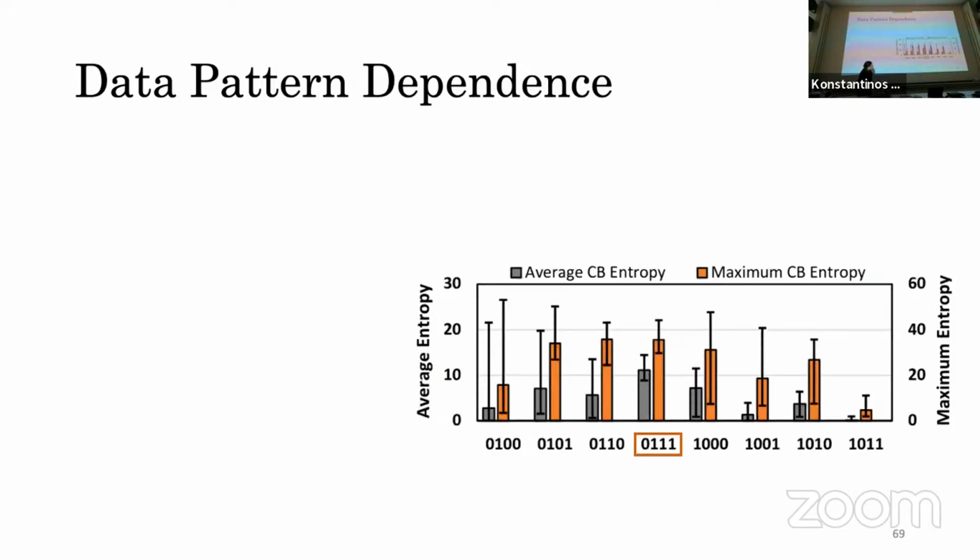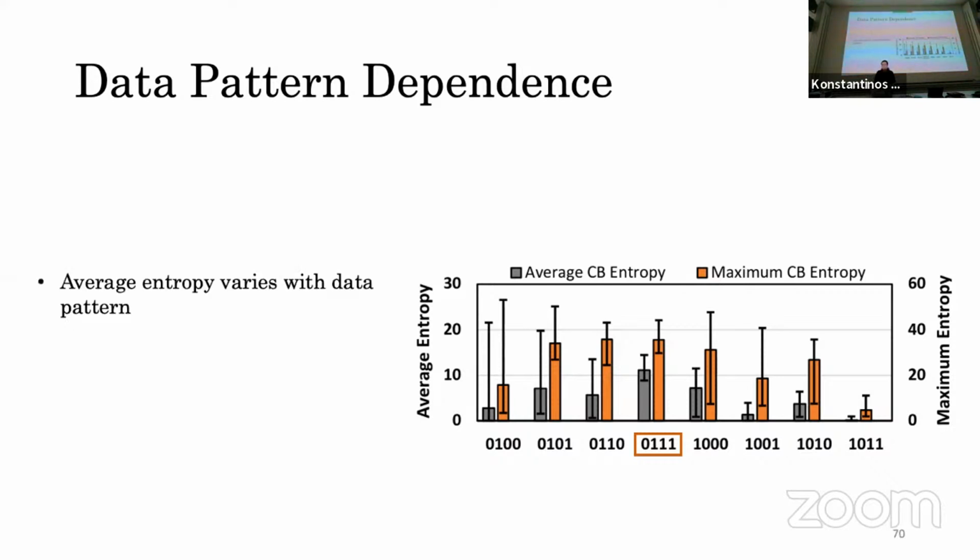The results can be summarized in the following graph. The x-axis shows the different data patterns used. Now, it's a bit fewer than 16 because this graph only plots the data patterns that actually produced a significant result. And the y-axis are the average entropies. Here in gray, you can see the average cache block entropy, and in orange, you can see the maximum cache block entropy. Also note that there are different scalings on either side of the graph for those. The error bars represent maximum and minimal values across all DRAM modules.